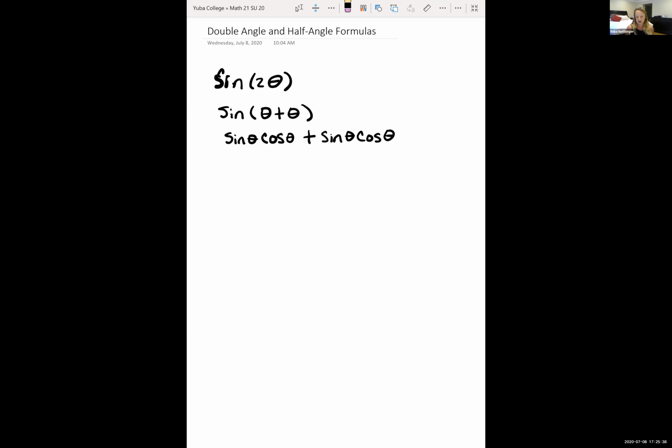Well, notice those are exactly like terms. Sine theta cosine theta plus sine theta cosine theta. There's 2 of them. So if we sum that, that is equal to 2 sine theta cosine theta. Okay, so we just derived one of our formulas, that sine of 2 theta, a double angle, is equal to 2 sine theta cosine theta.